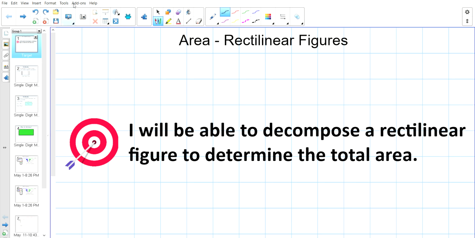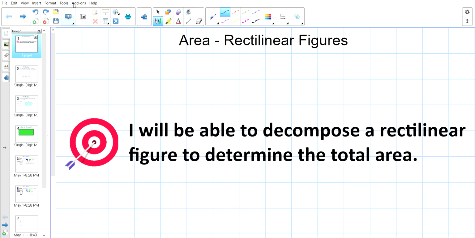Hello, third graders. This is Miss Glassy, and today I'll be teaching you more about finding the area of rectilinear figures. You'll need a pencil and several pieces of paper for today's lesson. If you do not have a pencil and paper in front of you, please pause the video and get the materials you'll need.